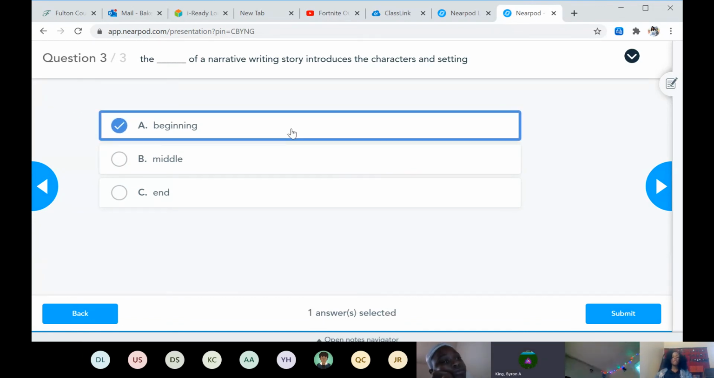So before you start talking in your story, you got to introduce who's in this story, who's the characters, where are they, when is it taking place. You cannot start writing your story without introducing your characters and setting first. Keep that in mind because you will need to know that for the rest of this week.